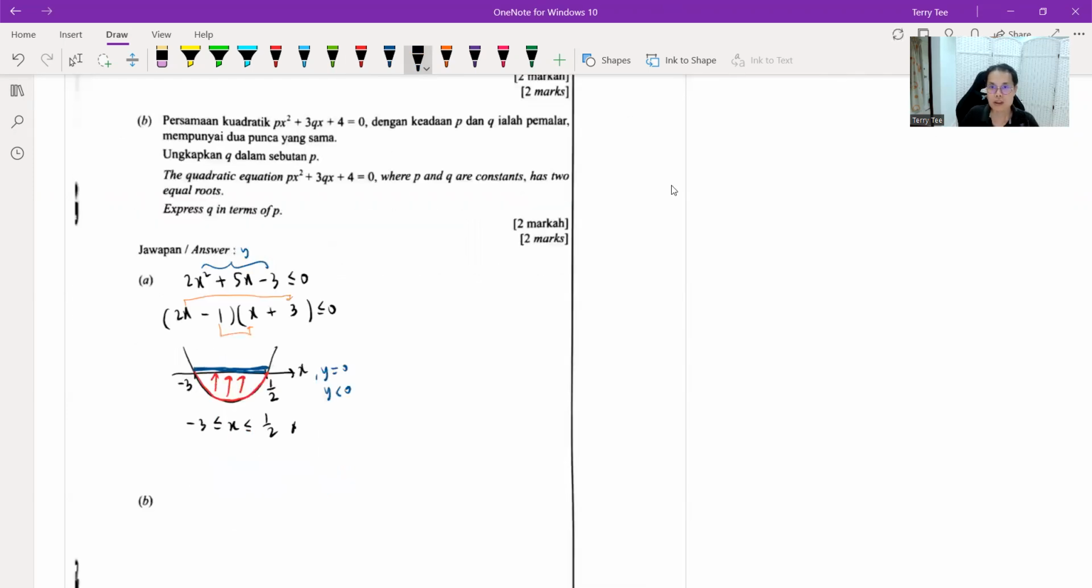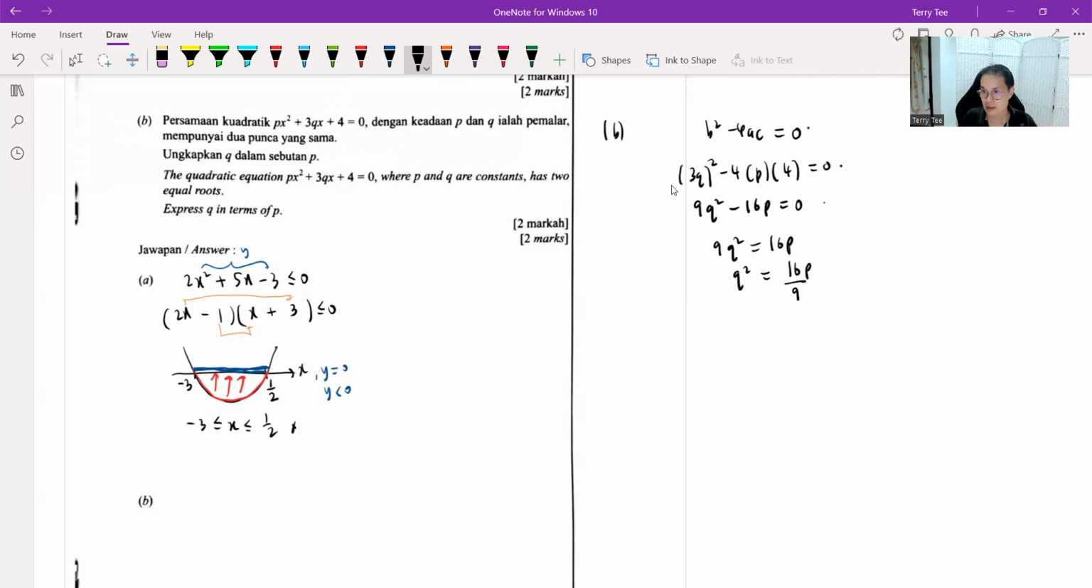Okay, for part B, I'm going to do over here. This quadratic equation has two equal roots. Two equal roots, we know our b squared minus 4ac value should be equal to 0. So my b is 3q, I square it. My a is p, my c is 4. The result equals 0. When you expand, this is 9q squared minus 16p equals 0. I'm supposed to find q in terms of p. So let's bring p to the right, 16p positive. I divide by 9, and you get 16 over 9 p. And when we square root 16, you get 4.